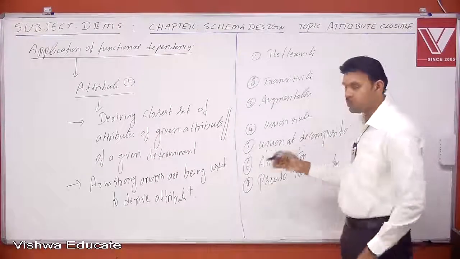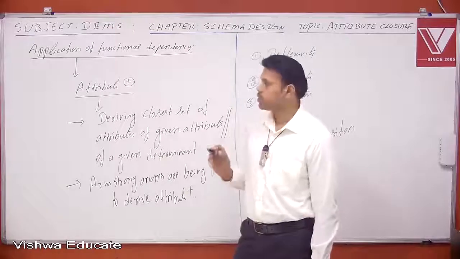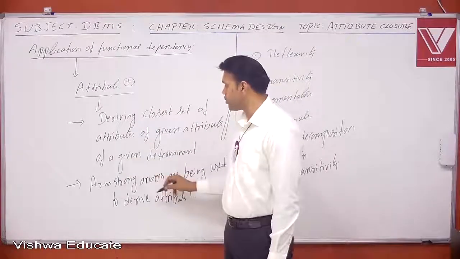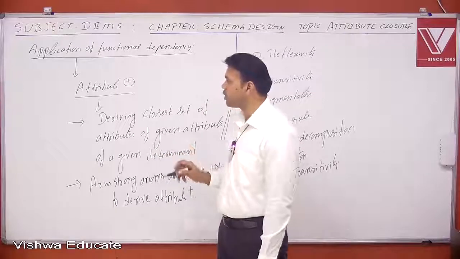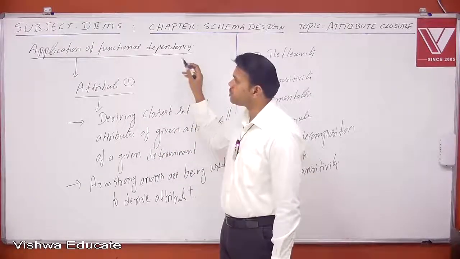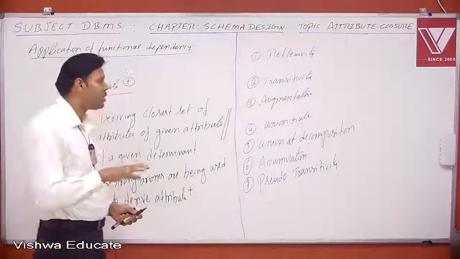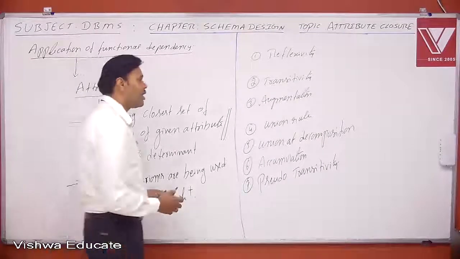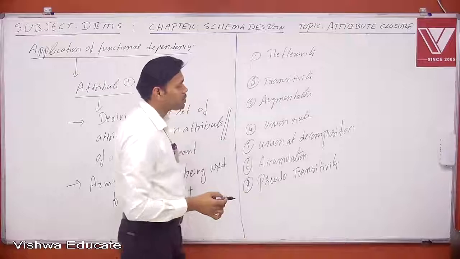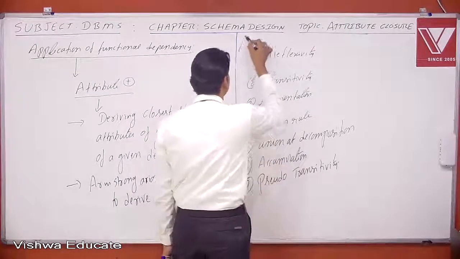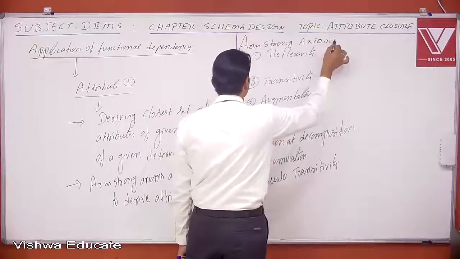Again, all these rules are being used in order to compute or calculate attribute closures. So what is an attribute closure? An attribute closure is nothing but deriving the closest set of attributes of a given attribute or of a given determinant. This is one of the real-time applications of functional dependency. So where will you use the functional dependency? We use the functional dependency in order to derive the attribute closures. While calculating the attribute closures, we are going to implement all the properties of Armstrong axioms. As we know, these are all nothing but Armstrong axioms only. Right?